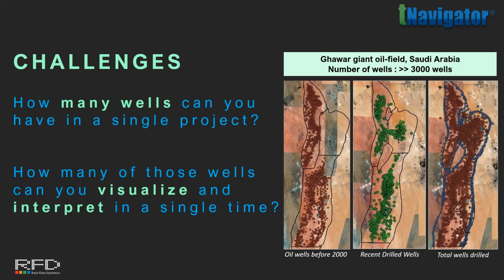The image on the right is showing a very good example of a large giant oil field. It's from the Ghawar field in Saudi Arabia. This one field has more than 3,000 wells, and you can compare the number of wells that were drilled before 2000 and in the last 20 years. The last 20 years actually have many more wells. So it's a very good example of a practical oil field that can benefit from implementing a big data approach.